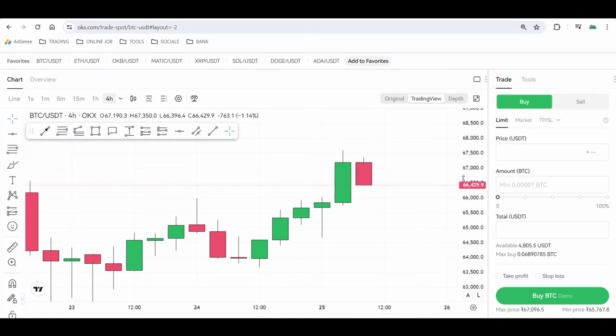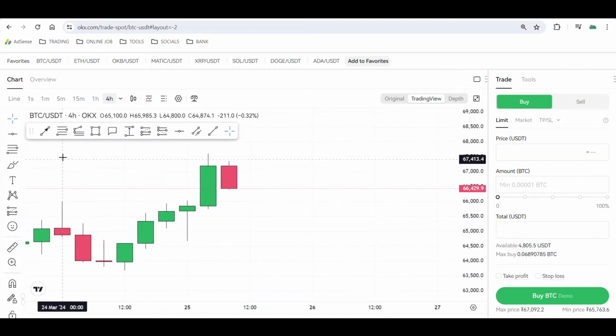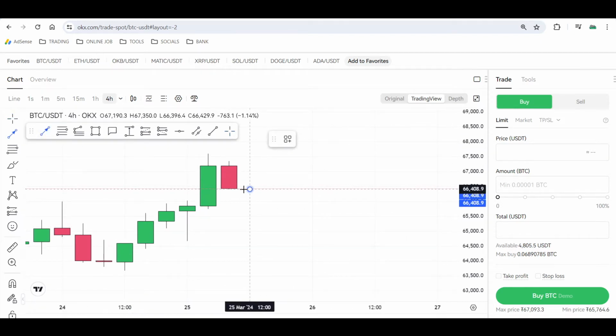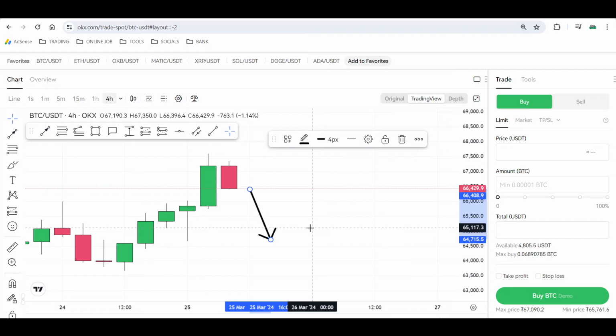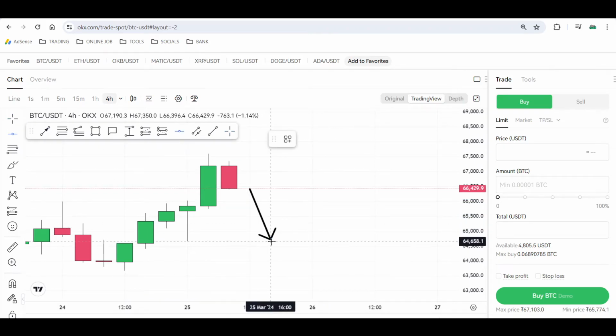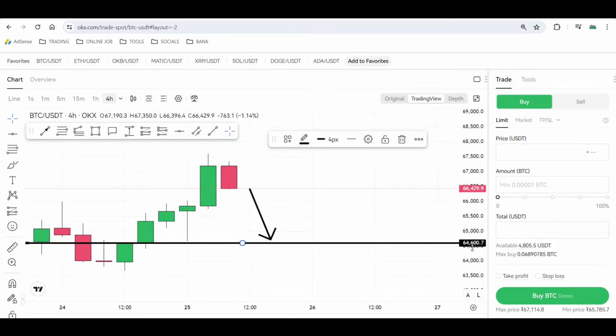The current price of Bitcoin is 66,429, right? Now, let's say we want to buy Bitcoin if it falls below here, okay? So let's say we want to buy it even cheaper. Now, for this example, we will use 64,600, okay? So let's input the price here, 64,600.